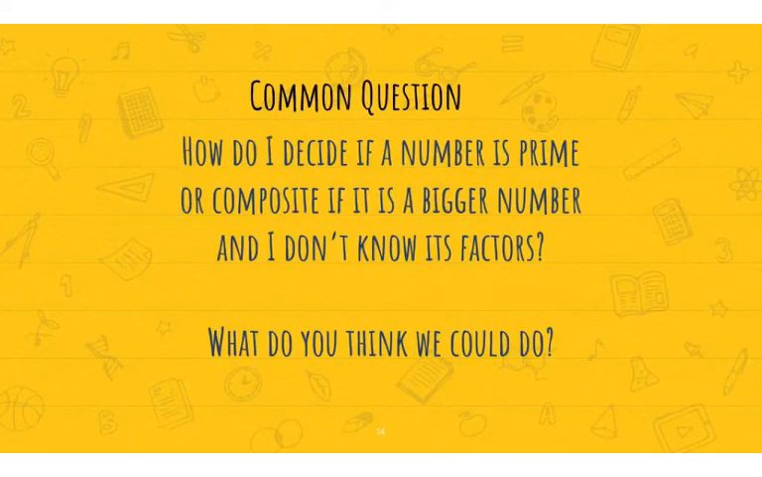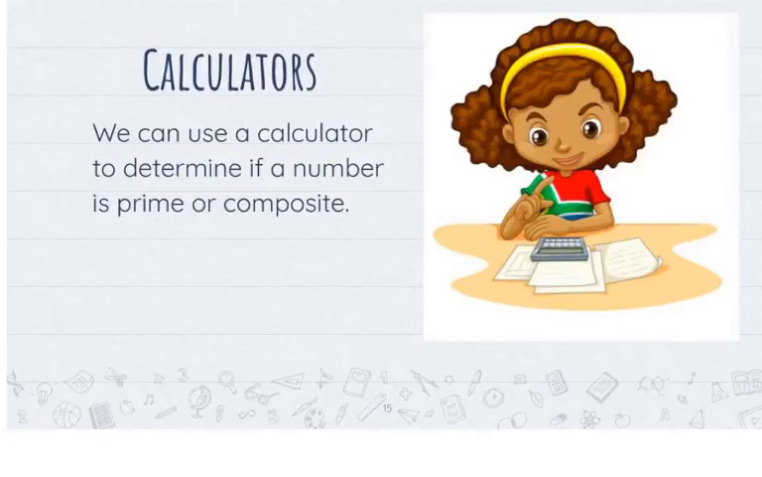But I know what you're thinking. You're saying, how do I decide if a number is prime or composite if it's a bigger number and I don't know its factors? Very good question. What do you think we could do? We could use a calculator. We can use a calculator to determine if a number is prime or composite.